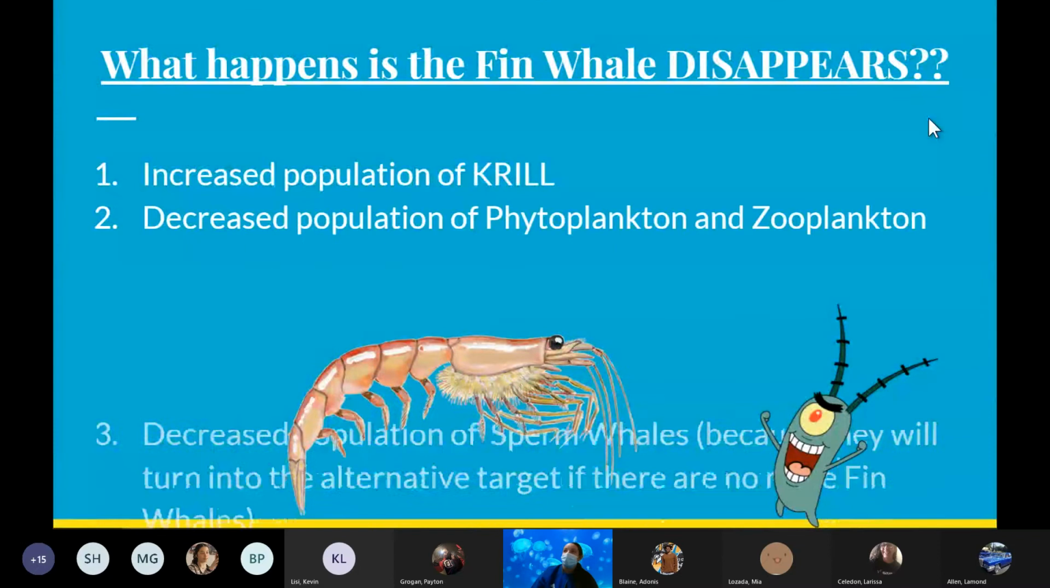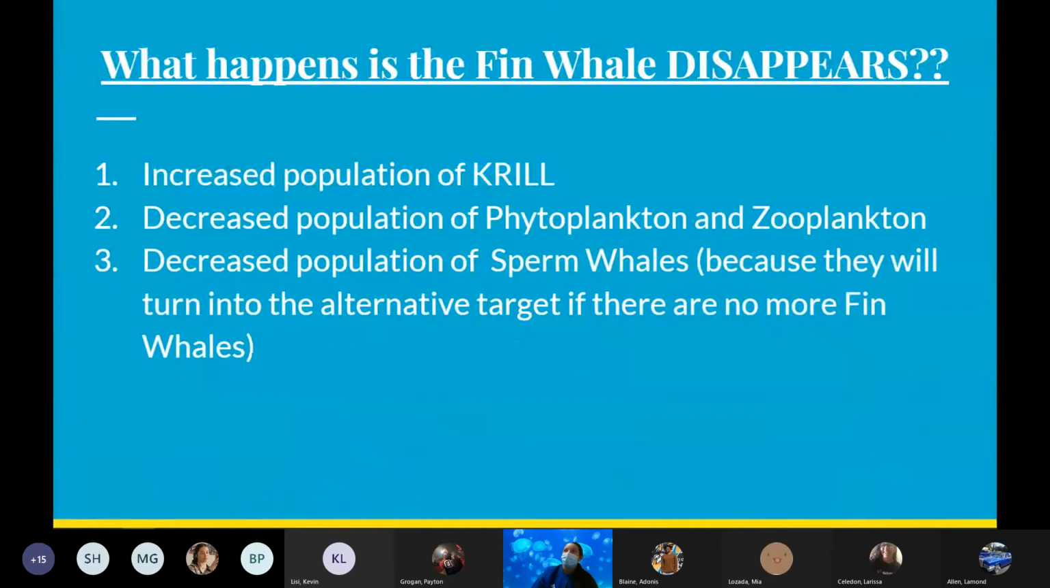What happens if the fin whale disappears? There'll be an increased population of krill because that's what they eat. And if they're gone, they don't have big whales eating it. If the whale goes away, then the population of the krill will increase, which means the population of phyto and zooplankton will decrease because there'll be more krill to eat all that stuff.